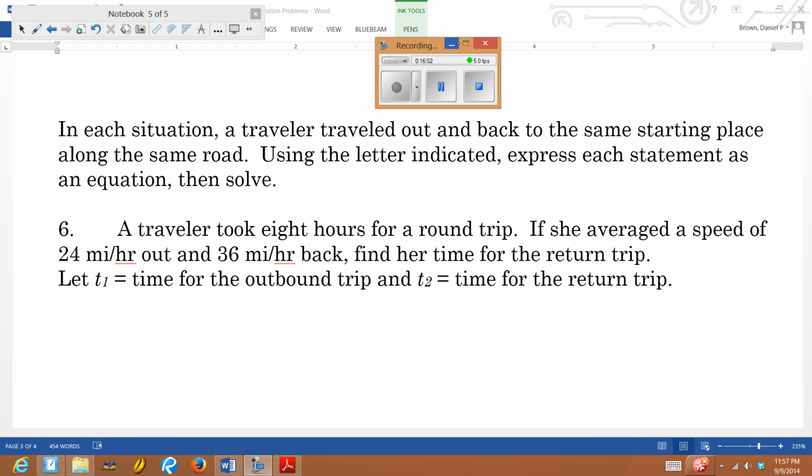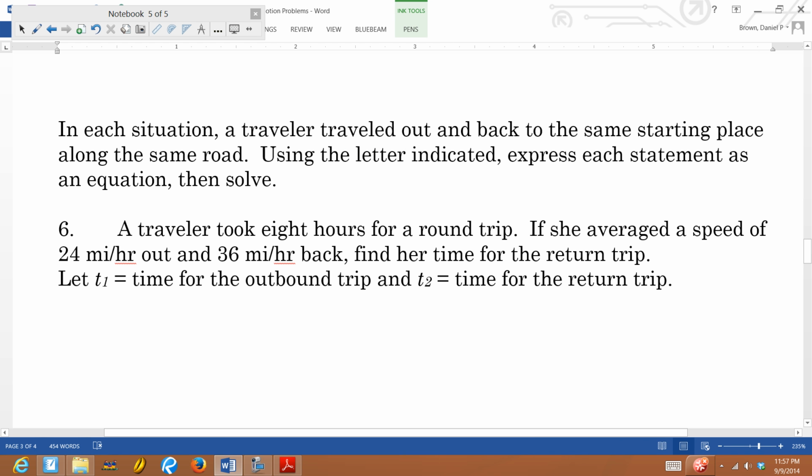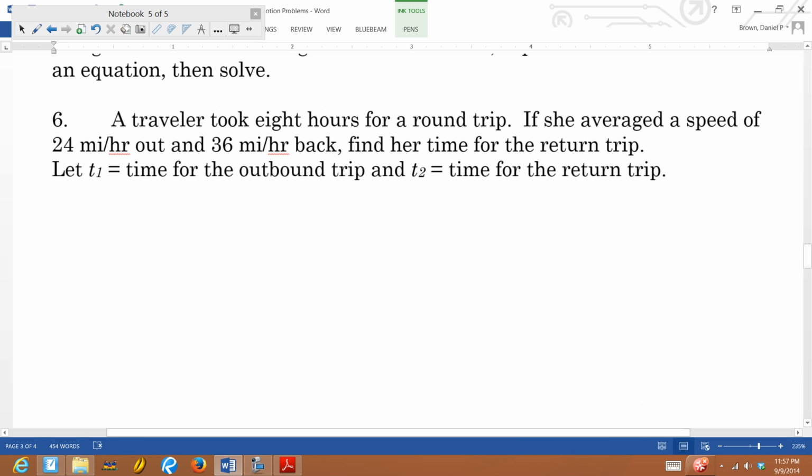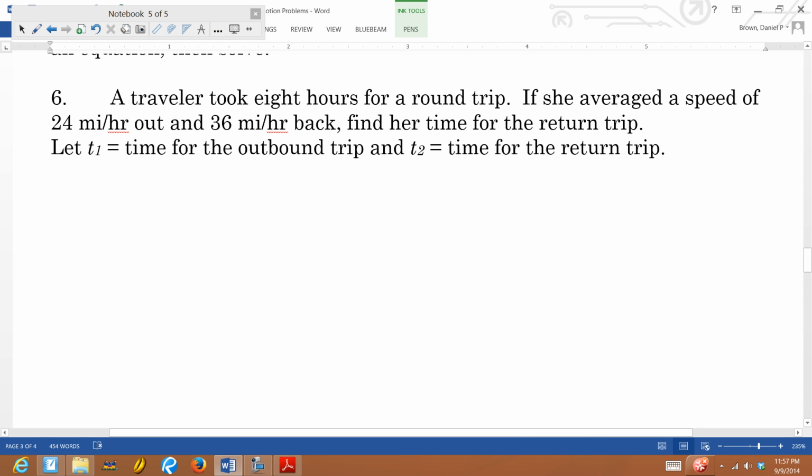Alright, so on this next problem here, we see that we have a situation where a traveler goes out, comes back to the same starting place along the same road. Same road's important, so we know the x going out and the x coming back are the same x, the same displacement on this round trip. So let's scroll up a little bit, give ourselves some more room. And this first problem here says the average speed is 24 miles an hour on the way out and 36 on the way back. Again, we know the two x's have to be equal because we're going to travel out and back on the same road.